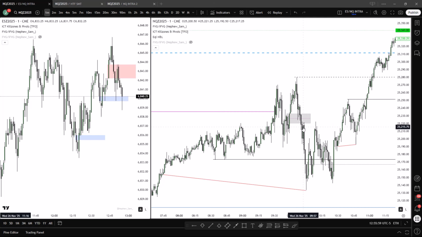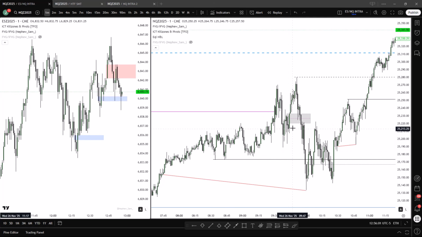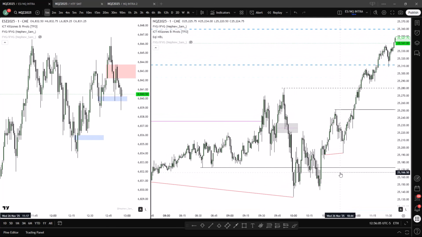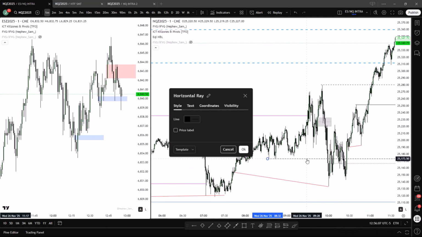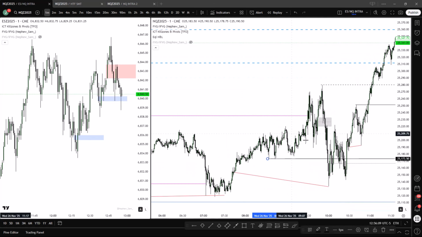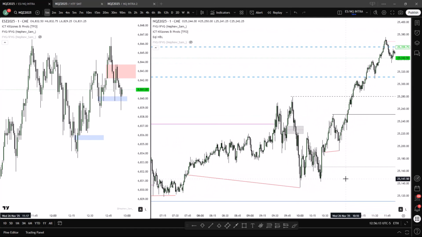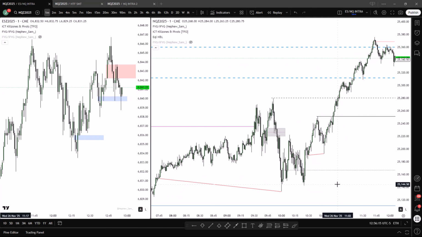About a 1.5 risk to reward trade, not huge, but a very, very good trade to those equal lows. But the bias is still bullish, so we're not really going to sit here and look for a big move on the bullish side, because this is just a draw on liquidity trade. Now we're going to look for a reason that we can possibly go higher.